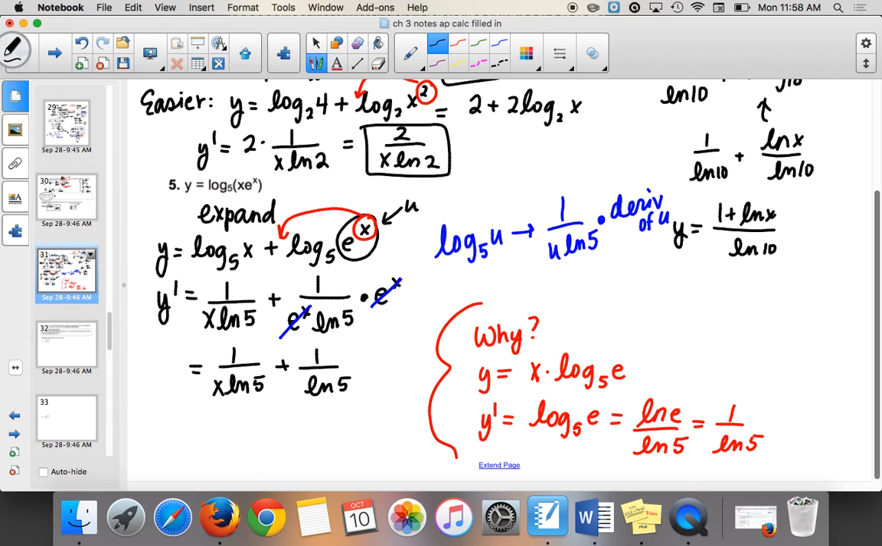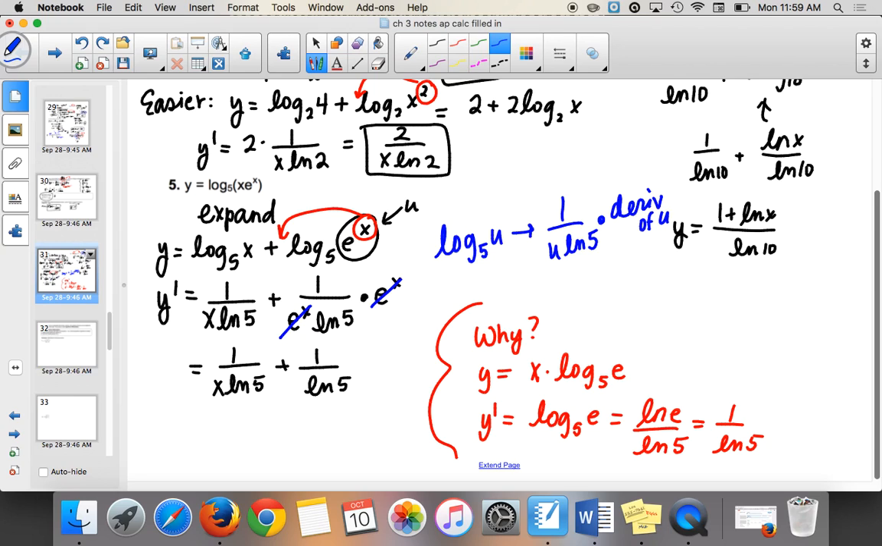Could the AP test do something weird here? Think like the AP graders. What if you wanted to combine these? Get common denominators, right? You would have an x and an x here, and then you'd have x plus 1 all over x natural log of 5. So they could do weird things. So always keep that in the back of your mind.